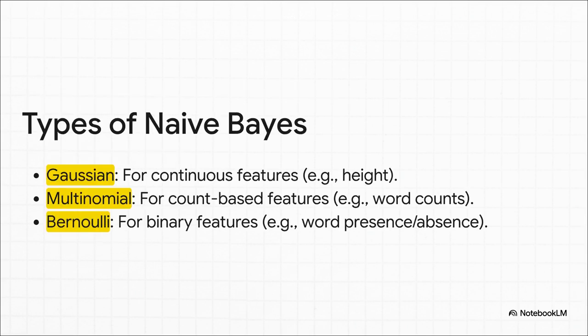And one last thing that's good to know. This algorithm isn't just a one-trick pony. It actually comes in a few different flavors, and each one is designed for a different kind of data. There's Gaussian, which is for continuous things like height or temperature. There's multinomial, which is perfect for counts, like how many times a word shows up in an email. And there's Bernoulli, which is for simple yes-no features. Is a specific word in the email or not?